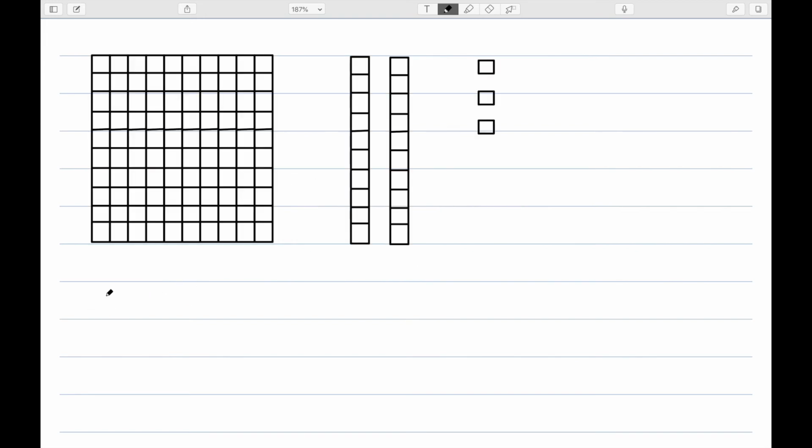If we want to draw this in a diagram, we would have 1 hundred block, 2 ten blocks, and 3 one blocks. And while this is a great way to visualize it, this can get really out of hand, especially when we want to deal with things like thousands, 10,000s, or even 100,000s.